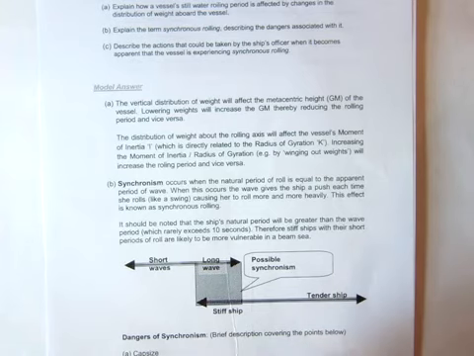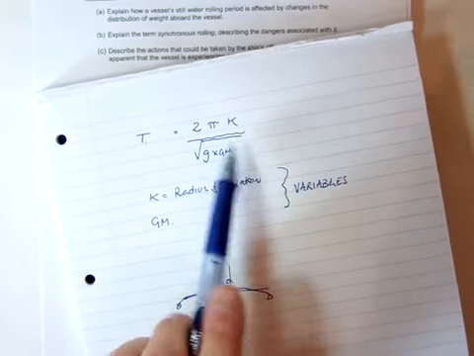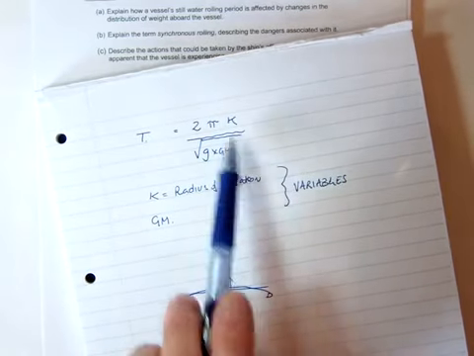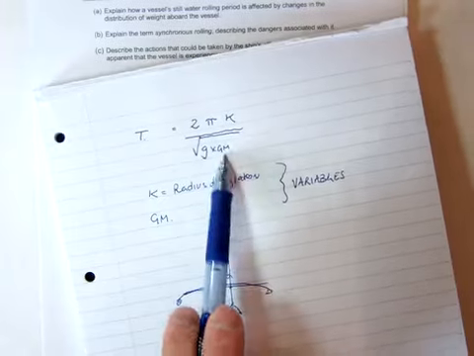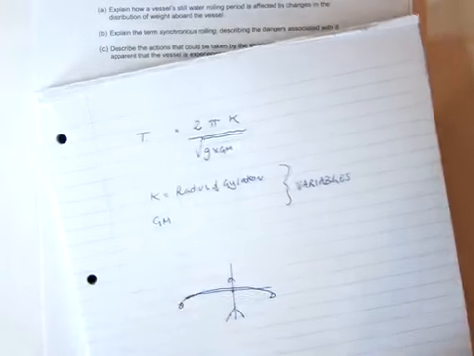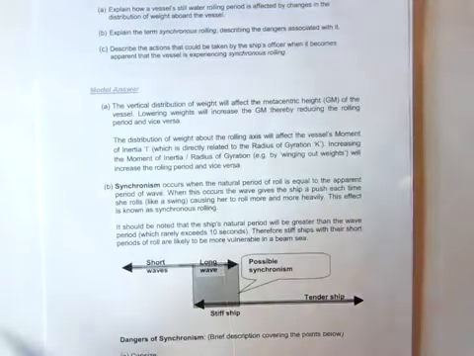So it's all to do with the radius of gyration and the GM. And if we look at the formula, if you're unsure, just think to yourself mathematically what will happen if this is increased or this is increased, how it will affect this rolling period in seconds.